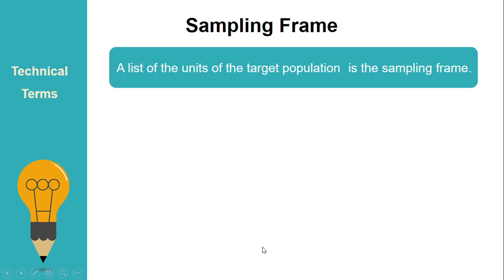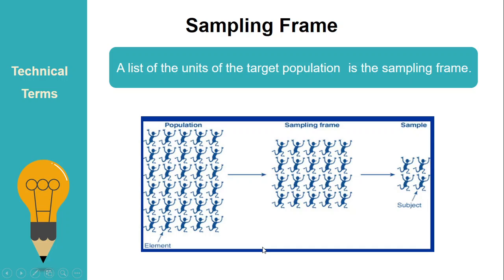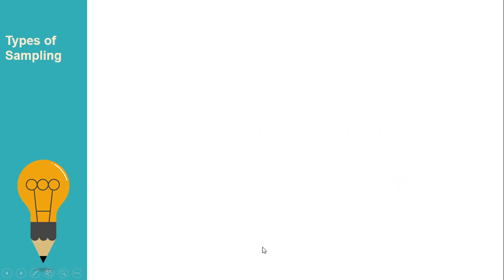It should, however, provide enough detail such that a unit, if included in the sample, may be located and taken up for inquiry in the research that we are doing. This is an example. That is the whole population. In the whole population, we make the frame of our research, the sampling frame. From the sampling frame, we collect the samples. So this is called the sampling frame.